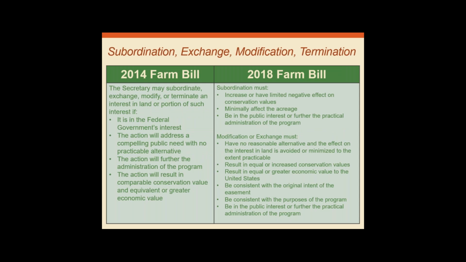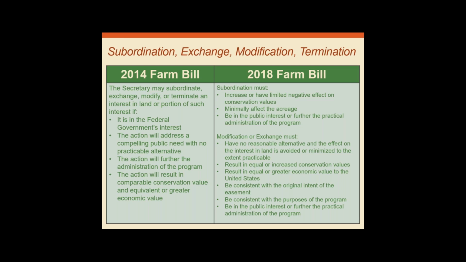The administration on subordination, exchange, modification, and termination does look fairly different in the 2018 Farm Bill. You'll see in the column on the left that all of these actions used to be included under the same bar. These have now been broken out, as you'll see in the column on the right, to have differing levels that need to be reached in order for any of these actions to take place.